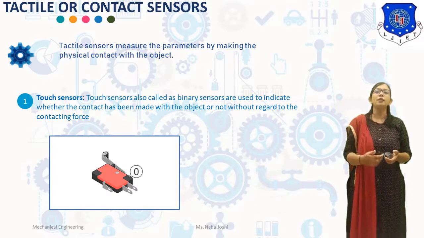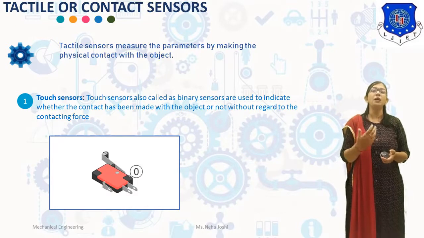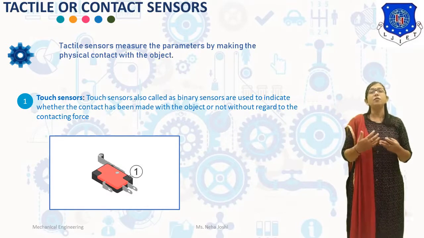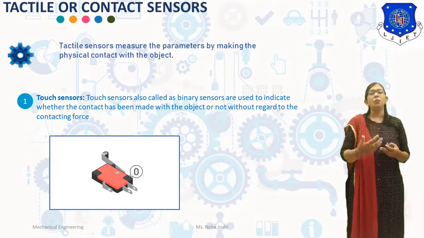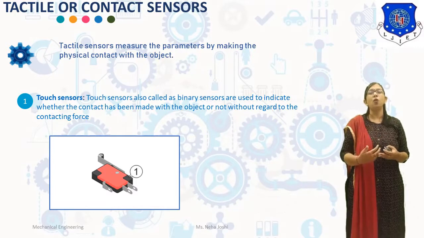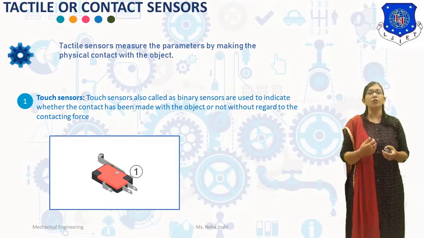Here, you can see the working of a limit switch. A limit switch is an electromechanical device that consists of an actuator mechanically linked to a set of contacts. When an object comes into contact with the actuator, the device operates the contacts to make or break an electric connection.